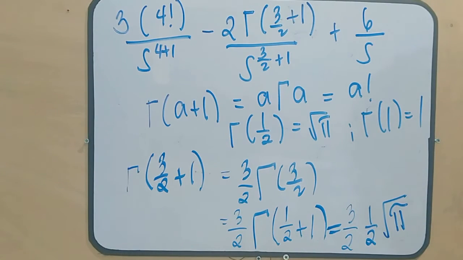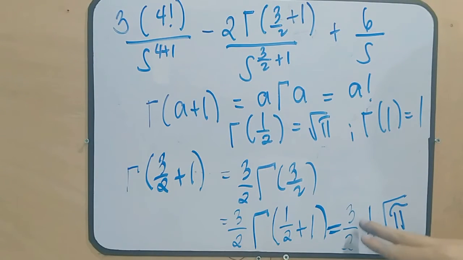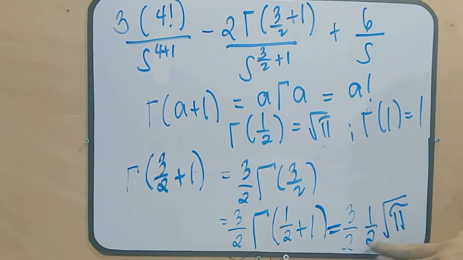Then, after that, ito na guys. Gamma 3 halves plus 1 is actually equal to, you have here 3 halves times 1 half times pi. So, this is 3 square root of pi all over 4. Okay guys, so ito guys, substitute natin dito. Palitan natin ito ng 3 square root of pi all over 4.